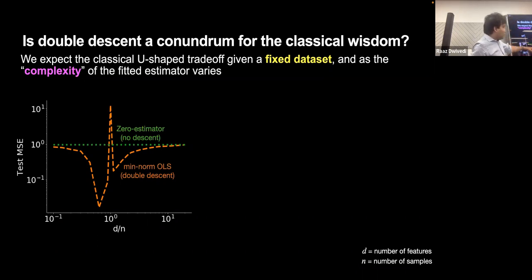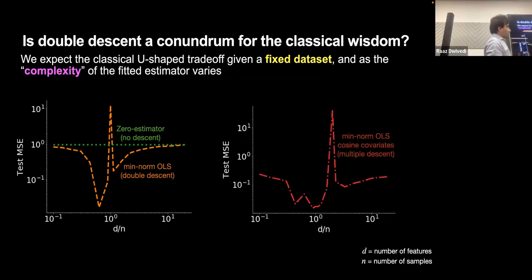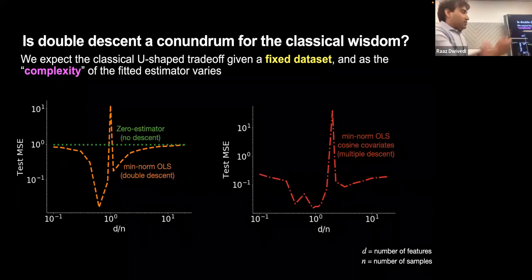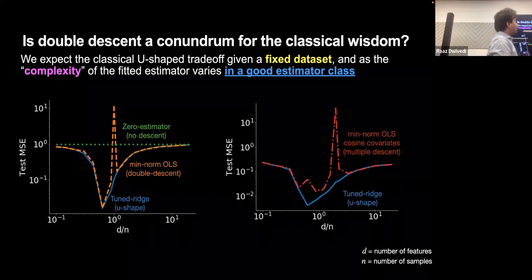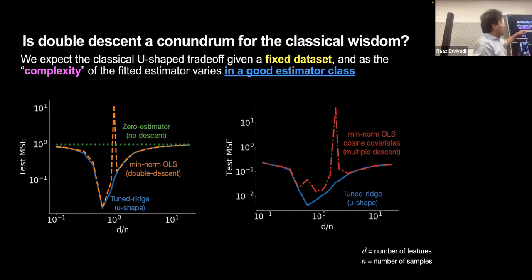And min norm OLS shows double descent, because the variance goes down, then goes up, then goes down again, and goes up again. If you do slightly weirder things, you can have multiple descent. You can create all kinds of patterns just by changing the design and playing with the estimator. One thing to note is that for the U-shaped trade-off, we believe you should restrict attention to a good estimator class. Even with these fancy descents, if you consider a tuned ridge estimator in these simple problems, you still see the U shape.